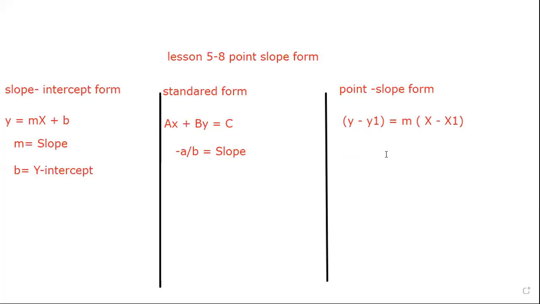The third one, which is our topic today, is point-slope form. What is the general form? y minus y1 equals m(x minus x1). How are we going to form it? Let me give you an example. Any questions before we start?